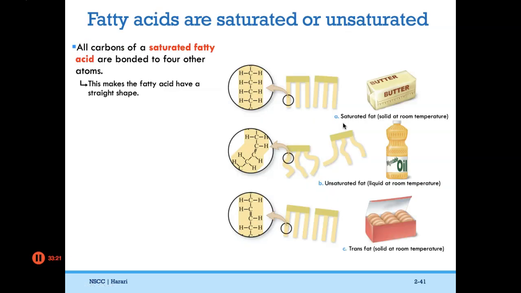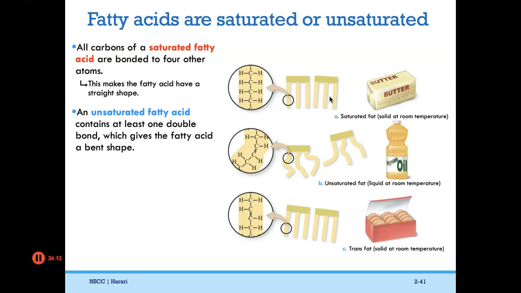So fatty acids, this is a triglyceride. The fatty acid chains can be either saturated or unsaturated. All carbons of a saturated fatty acid are bonded to four other atoms. They're sat, meaning another way to think about it is the carbon is saturated with hydrogen. In every possible position that there could be a hydrogen, there is. And this makes saturated fatty acids have a very straight shape because of the straight chain of carbons. So saturated fats, that's shown here, these are saturated triglycerides. And saturated fats are normally solid at room temperature because they can pack very closely together, so they can stay solid.